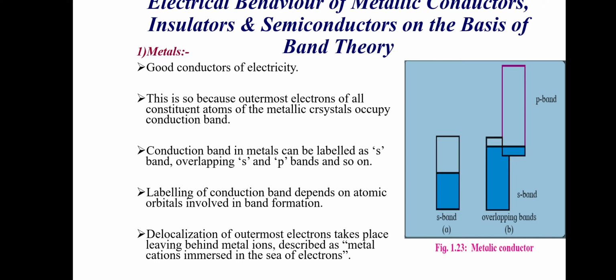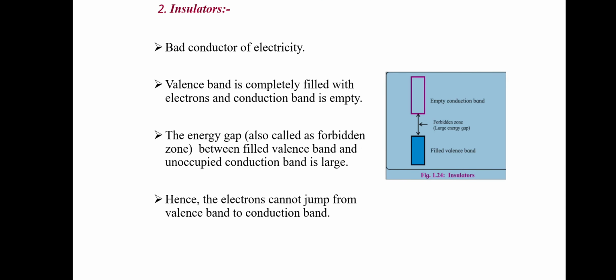Now, if we talk about the electrical behavior of the metallic conductors, they are classified into conductors, insulators and semiconductors by the band theory. The metals are good conductors of electricity. As we can see in the band diagram, there is no gap between the bands. That is why they are good conductors of electricity. Here we have an S band overlap and a P band overlap. Since there is overlapping between the S orbital and P orbital, both the S and P bands overlap on each other.